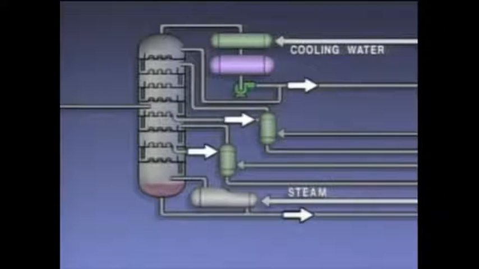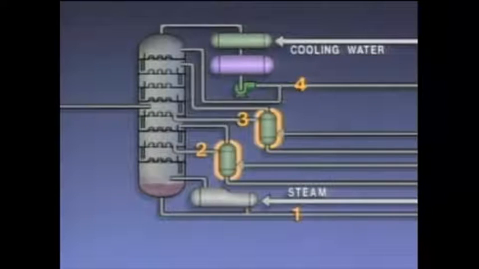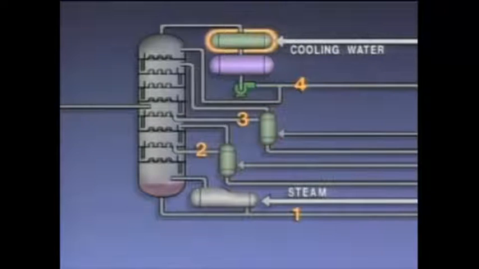Cooling water reaches the condenser through this line. Steam reaches the strippers through these two lines. And steam reaches the reboiler through this line. After the feed mixture is preheated and introduced into the tower, the heaviest components move down the tower, while the lighter components vaporize and move up the tower.